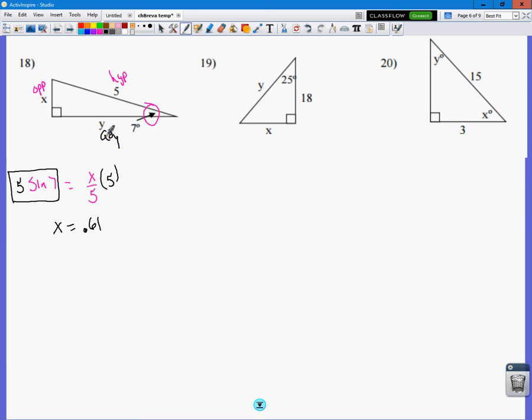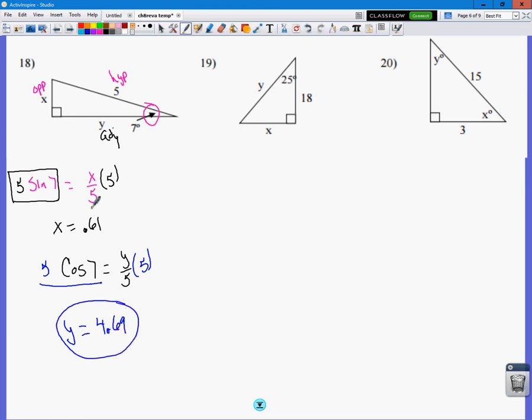Y is adjacent. So I have adjacent and hypotenuse. That's a cosine function, cosine of 7 is equal to y over 5. And I would multiply both sides by 5. This is what gets keyed into the calculator, and y ends up being equal to 4.69. There's my x and my y.